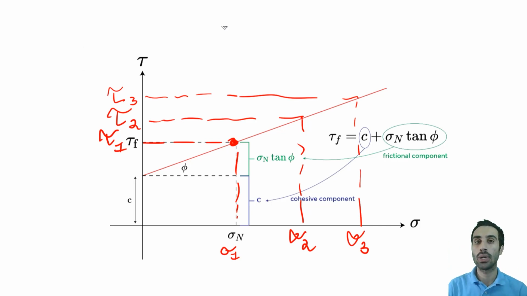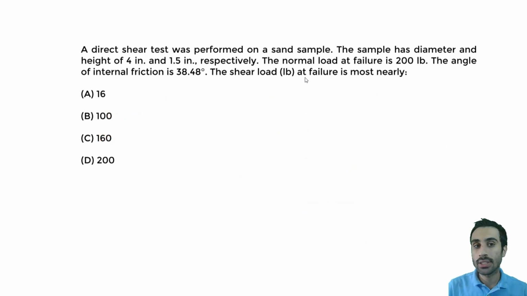Let's actually solve this question. Okay, we're told a direct shear test was performed on a sand sample. So be careful, it's a sand sample. The sample has a diameter and height of 4 inches and 1.5 inches respectively. When you're reading this, the diameter is 4 inches, that's what comes first, and the height is 1.5 inches respectively. The normal load at failure is 200 pounds. The angle of internal friction is 38.48 degrees. The shear load in pounds at failure is most nearly what?